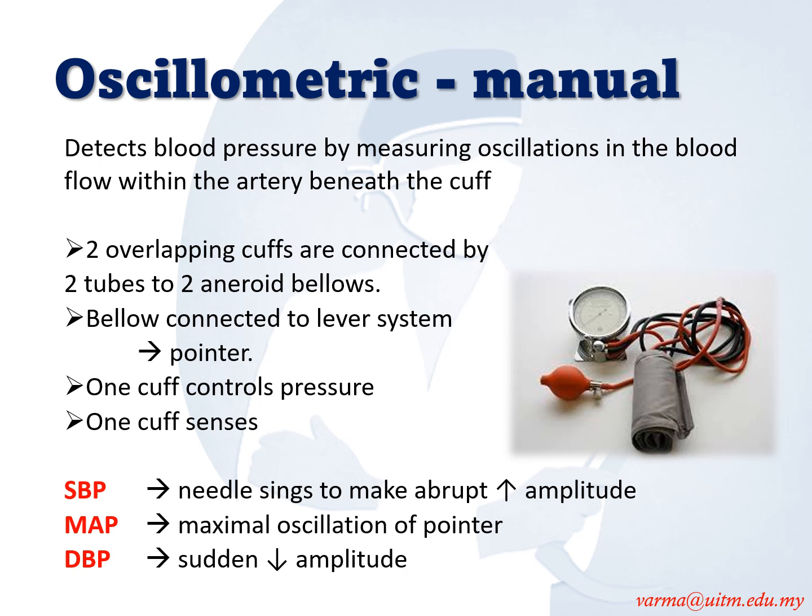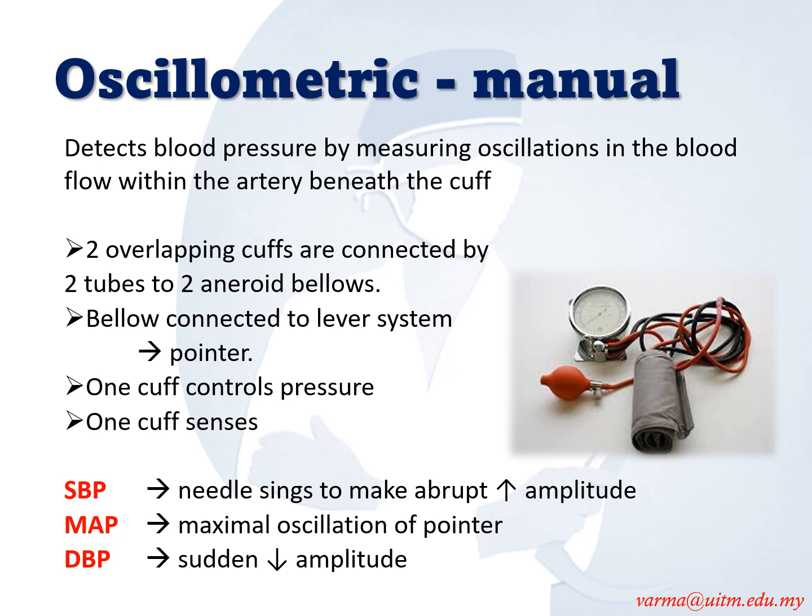The oscillometric method uses an oscillotonometer. This is an oscillotonometer, which comprises two overlapping cuffs, connected by two tubes to two aneroid bellows. The bellows are connected to a lever system, which is the pointer. One cuff controls pressure and one cuff senses. It is the same as the previous method: for systolic blood pressure, the needle makes an abrupt increase in amplitude, which corresponds to the first appearance of the Korotkoff sounds. Next, mean arterial pressure would be the maximal oscillation, where the Korotkoff sound is the loudest. And finally, a sudden decrease in the amplitude of oscillation corresponds to the disappearance of Korotkoff sounds.